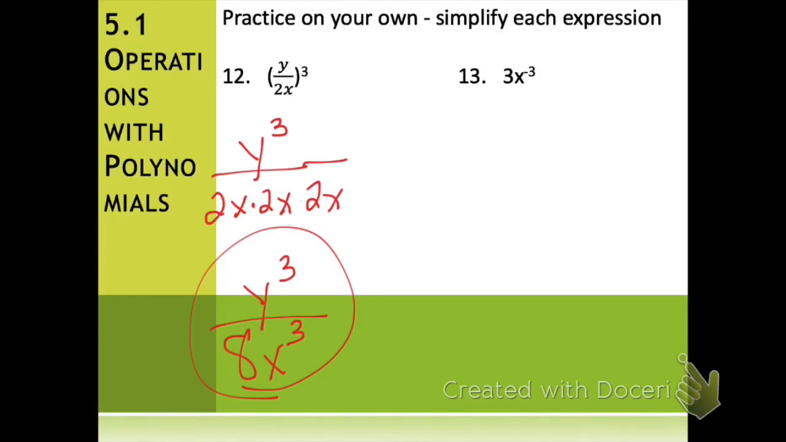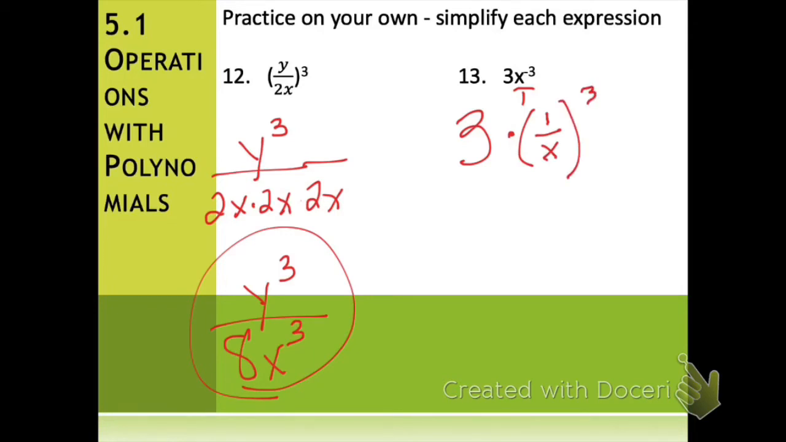I call that partially expanding to help me figure that problem out. Number 13, be careful. This negative 3 is only attached to the x. Exponents are only attached to one thing. So I'm going to rewrite this one as 3 times, reciprocated because it has a negative exponent, 1 over x to the third power.